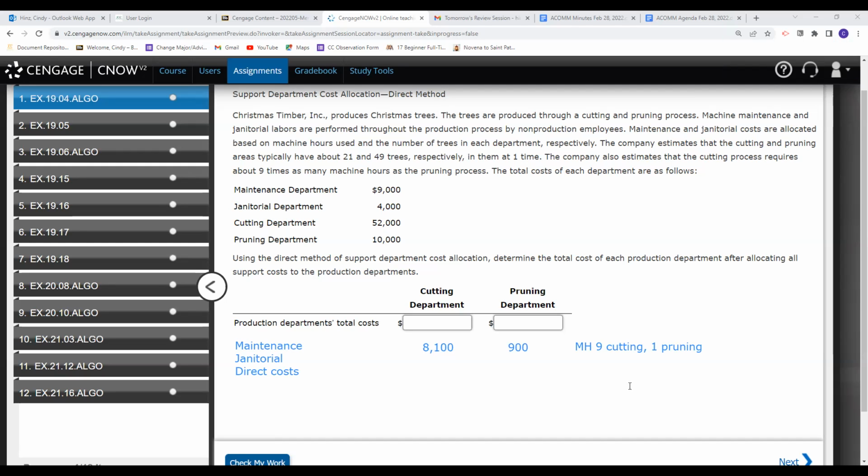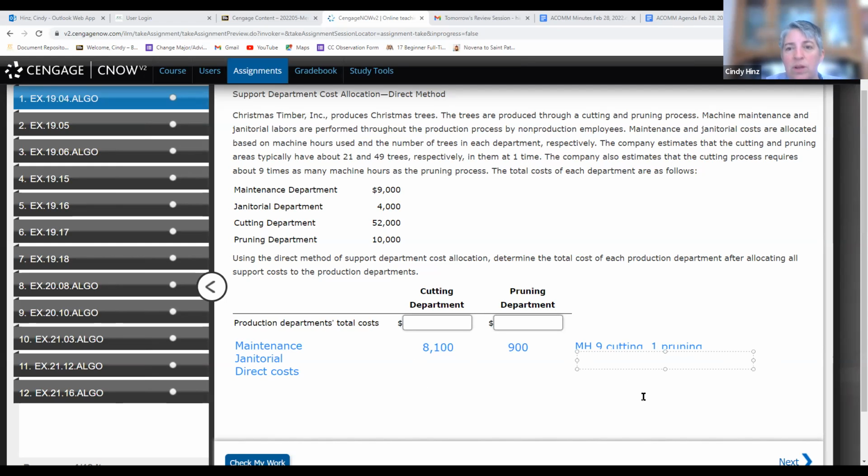Yeah. Okay, so it's probably true that the maintenance department does some work in the janitorial department. I certainly hope it's true that the janitorial department is doing some work in the maintenance department, keeping things clean, keeping things maintained. But in the direct method, we don't take that into account. We do not allocate any support departments to any other support departments.